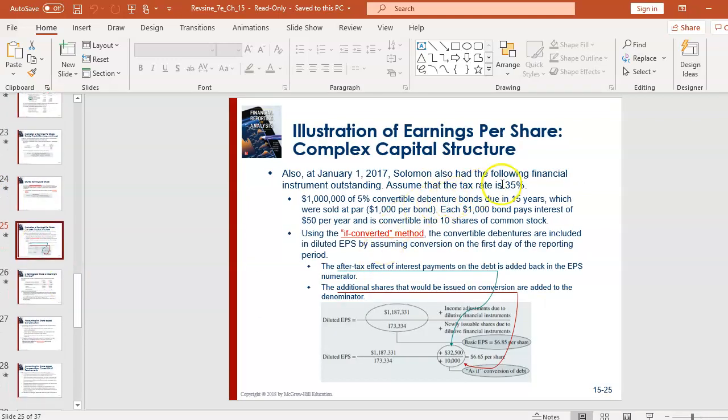Then more of a complex capital structure here. So now Solomon, let's kind of ratchet that up a notch. They've got 5% convertible debenture bonds. These bonds can turn into shares of stock. So each bond can turn into 10 shares of stock. So we have to use the if-converted method now, and that makes the computation a little bit tougher, obviously.